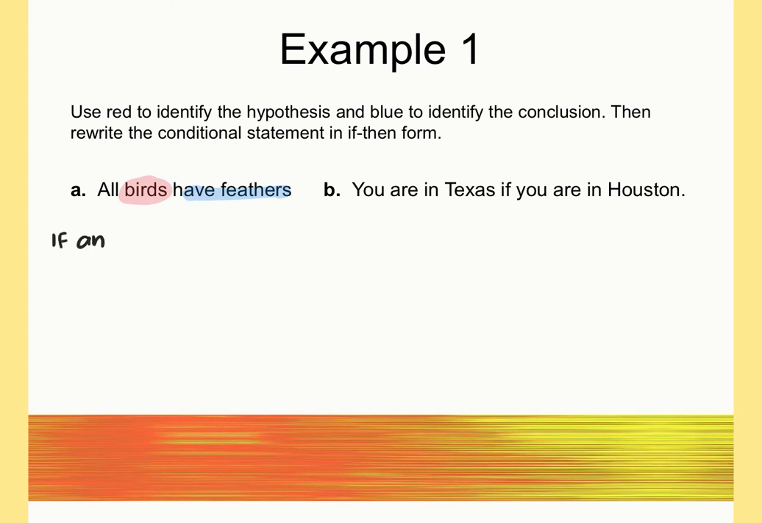If an animal has feathers, it is a bird. Okay, reverse it. If an animal is a bird, then it has feathers. Good. If an animal is a bird, then it has feathers.